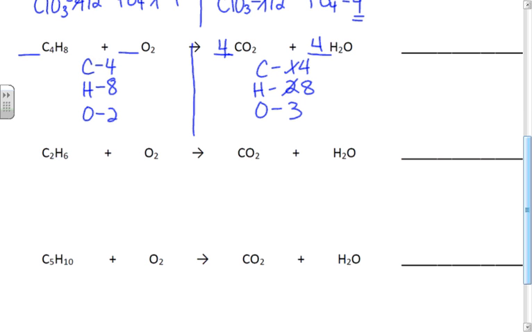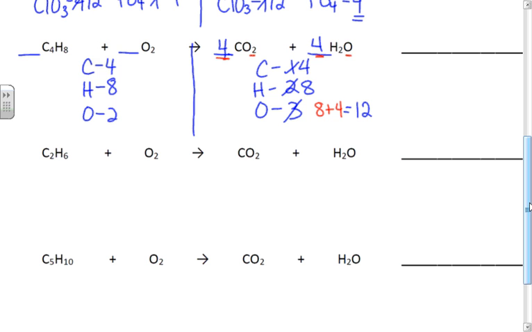Now that we have both of those balanced, go back and look and see what it did to the oxygens. In the carbon dioxide, we had 4 times 2, which is going to give us 8. And then on the water, we have 4 times the 1, which is going to give us 4. So together, we have a total of 12 oxygens on the product side. And if we go back and look at the reactant side, we only have 2.